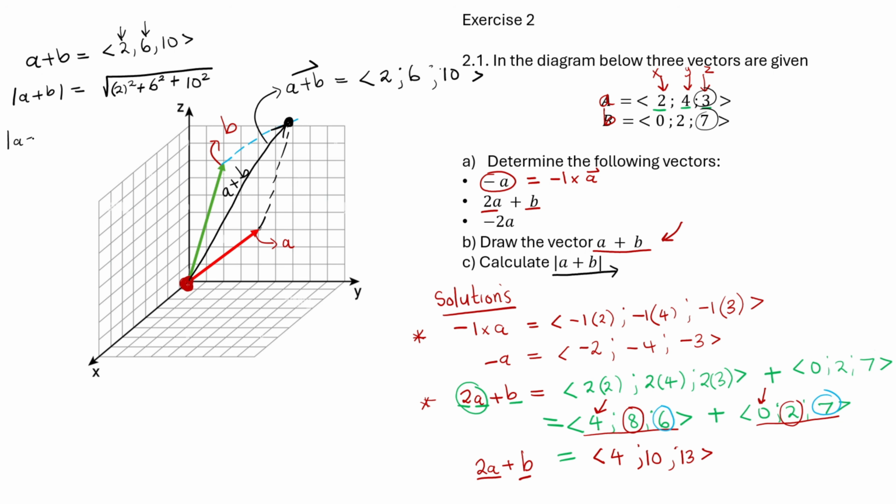So the absolute value of a plus b, which is the magnitude of this resultant vector, will be the square root of 2 squared, which is 4, plus 6 squared, which is 36, plus 10 squared, which is 100. So the magnitude of a plus b will be the square root of 36 plus 4, which is 40, plus 100, that's 140. So this will be the square root of 140 units. That is the size of this resultant. You will then use your calculator to simplify it.